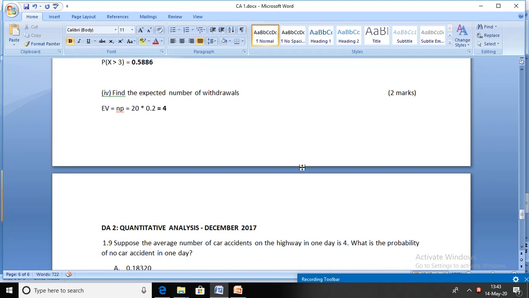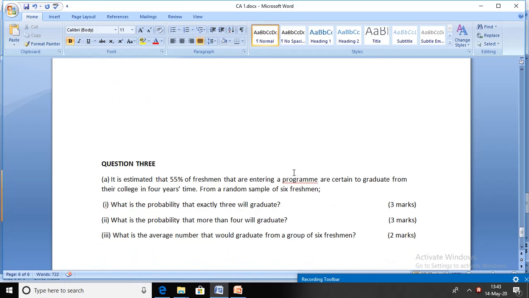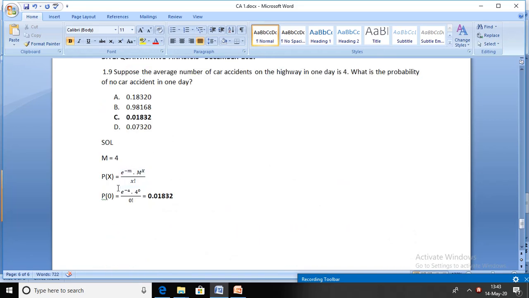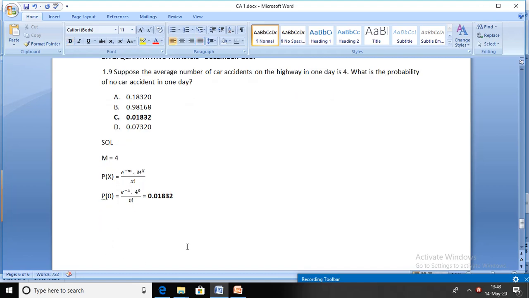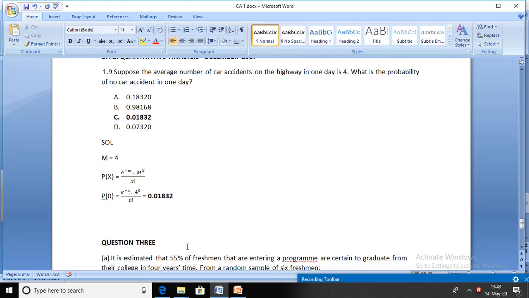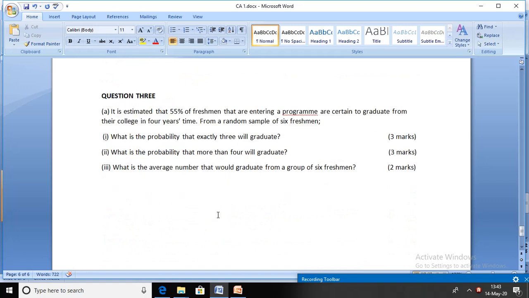Let me look at another question. This question came in December 2017, final exam for DA2. Let's go through the question. Question 3. It is estimated that 55% of freshmen entering a program are certain to graduate from their college in 4 years' time. From a random sample of 6 freshmen, calculate the probabilities.